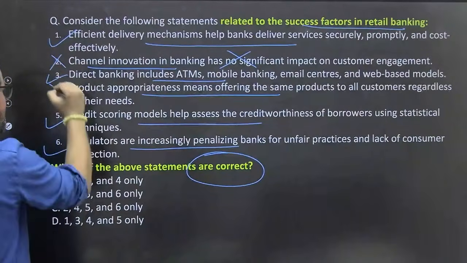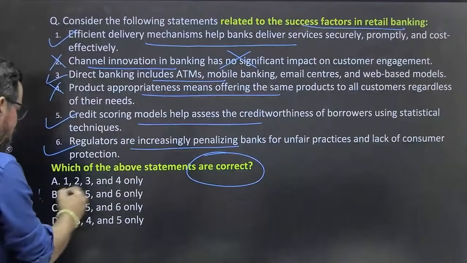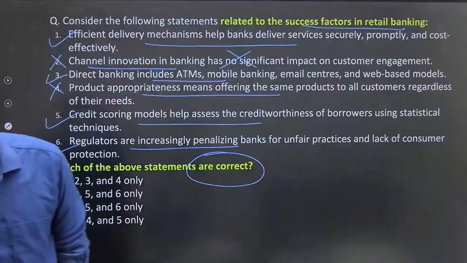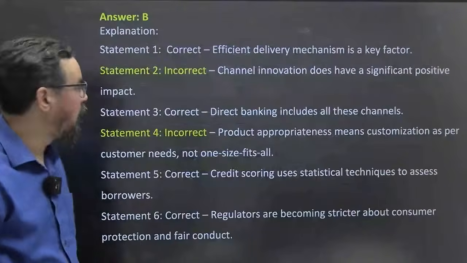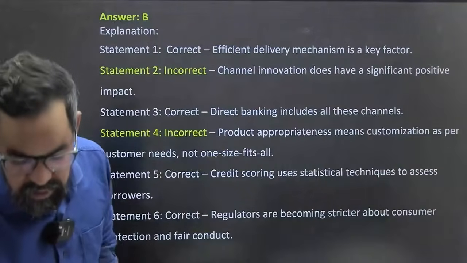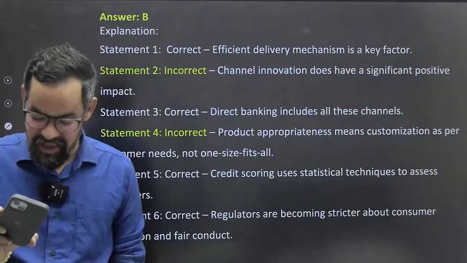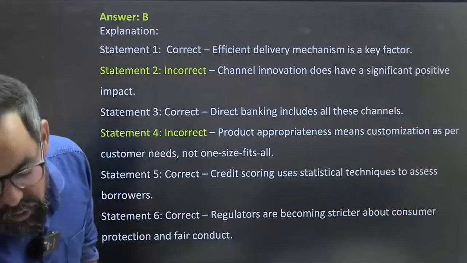Okay? So 1, 3, 5, 6 means option B should be the right answer for this particular one. Okay? Somebody is asking something. Any update? We are doing module wise revision only, sir. Okay? Raghu sir, we are doing module wise revision only.